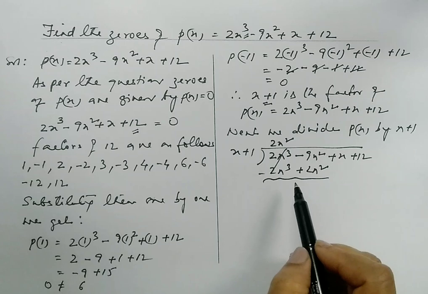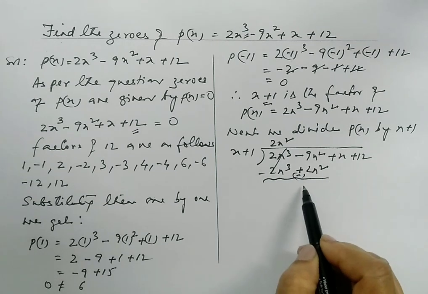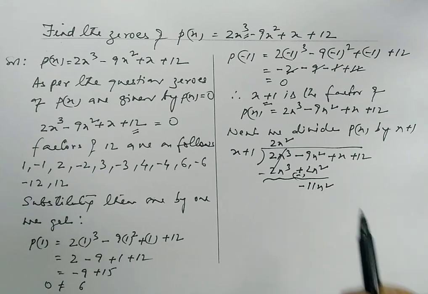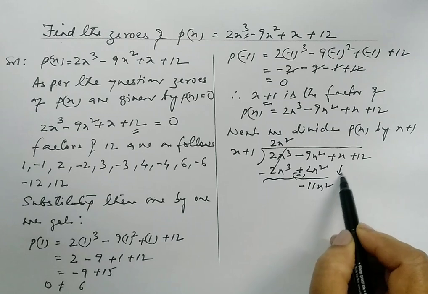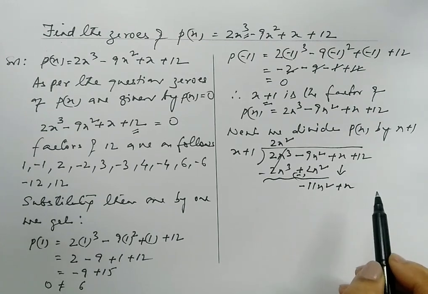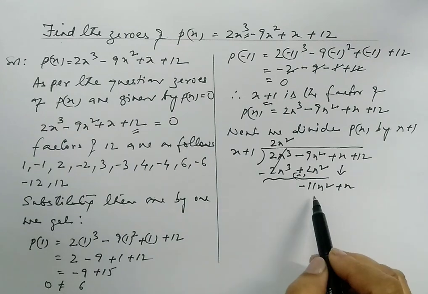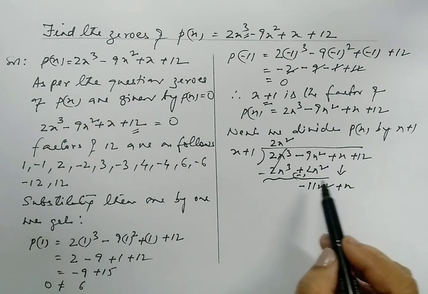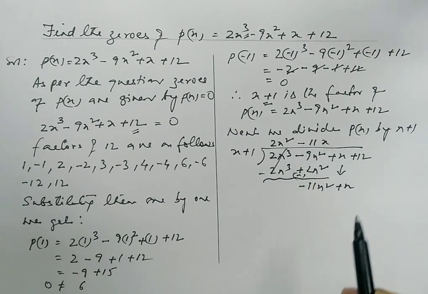We change the sign in division, okay? We try and minus it. So we get 11x square, okay? We bring down this plus x. So next, we try and equate this with this, which means we ought to multiply this with 11x.